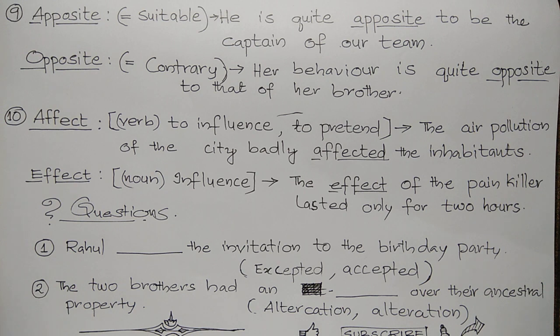Now there are 2 questions. First one, Rahul dash the invitation to the birthday party. Options, accepted, excepted. Here, accepted is the right answer. Rahul accepted the invitation to the birthday party. Second, the two brothers had an dash over their ancestral property. Altercation, alteration. Here it is a quarrel. So, it is altercation.